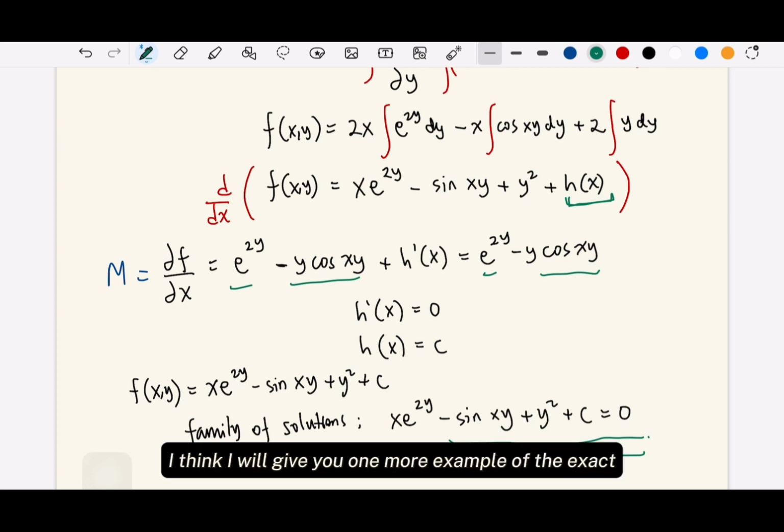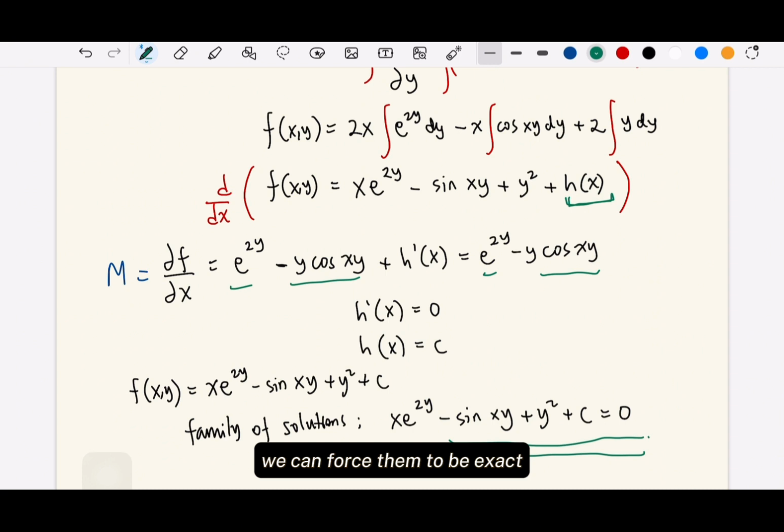Let me give you one more example of exact equation, and then we can move to exact equation for non-exact equation. So we can have a non-exact equation, but we can force them to be exact.